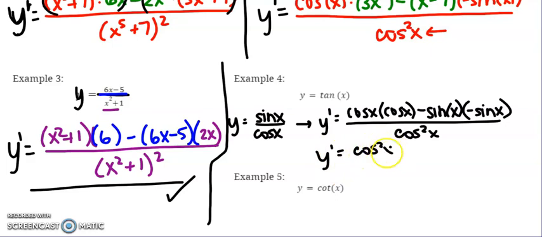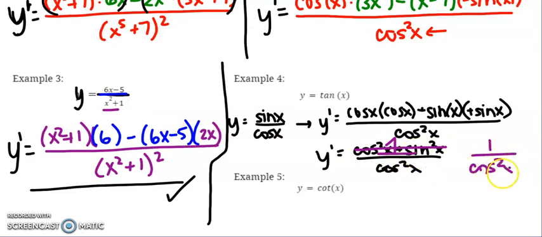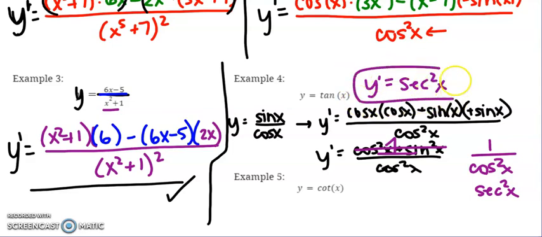Well, lucky for me, I remember my trig identities. I've got cosine squared, double minus makes a plus, so plus sine squared, all over cosine squared. Sine squared plus cosine squared goes to 1. I have 1 over cosine squared of x, which is in fact secant squared x. So the derivative of tangent is equal to secant squared x.